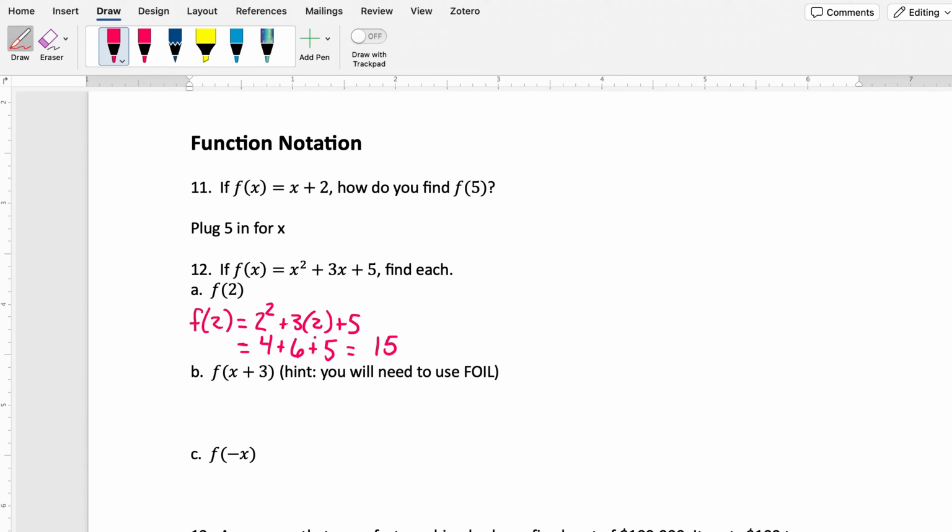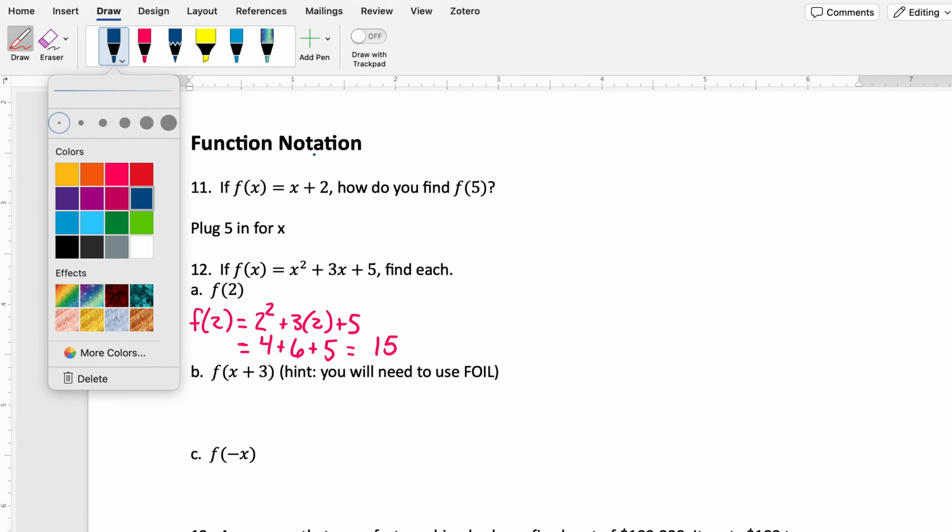So when I plug in a number and there's no other variables in the function, then I'm going to get a number out of the function. For part B, it's going to be a little more complicated. Now I'm plugging in x plus 3, and I have a hint here that tells me that I will need to use FOIL.